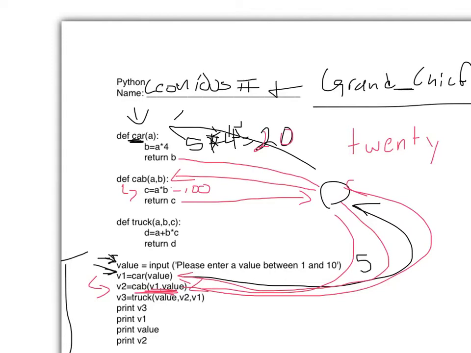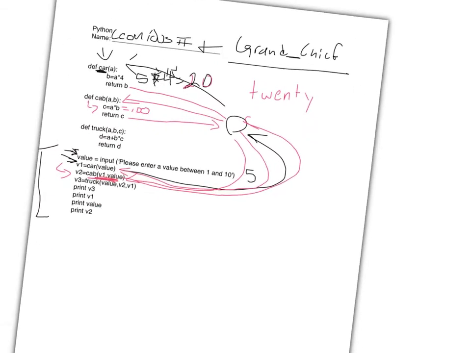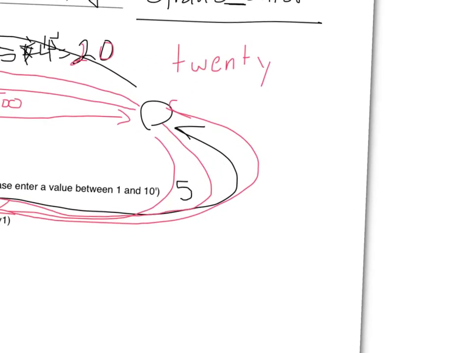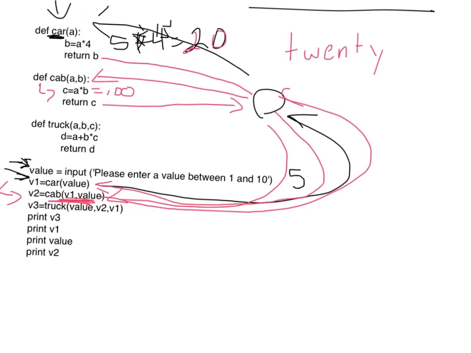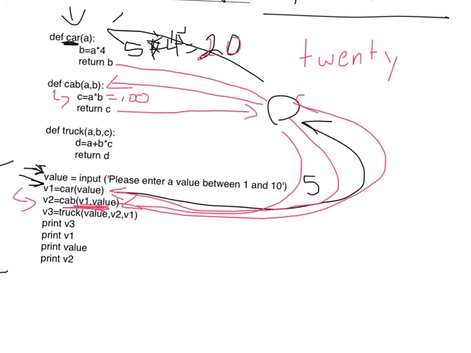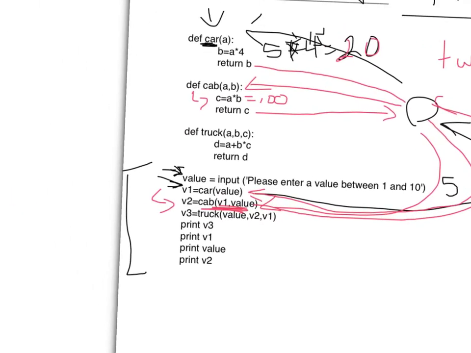I'm going to go ahead and write that off to the side somewhere. Let's see. Oh, that's too small. So far we have... I'm just going to write down all the information we have so far. We know value equals 5. We know V1 equals 20. And we know V2 equals 100. So far. And now we're going to move on to the next step here.